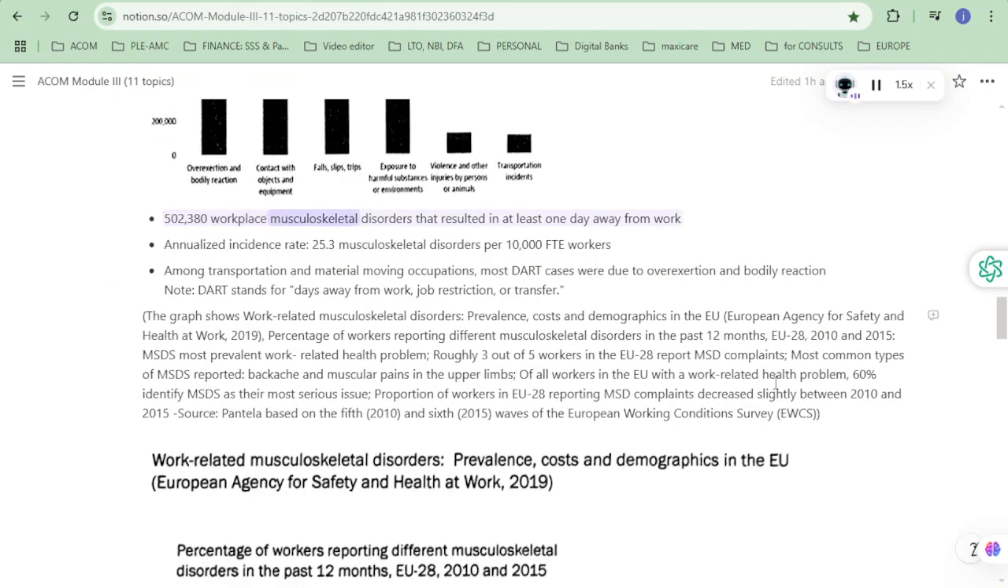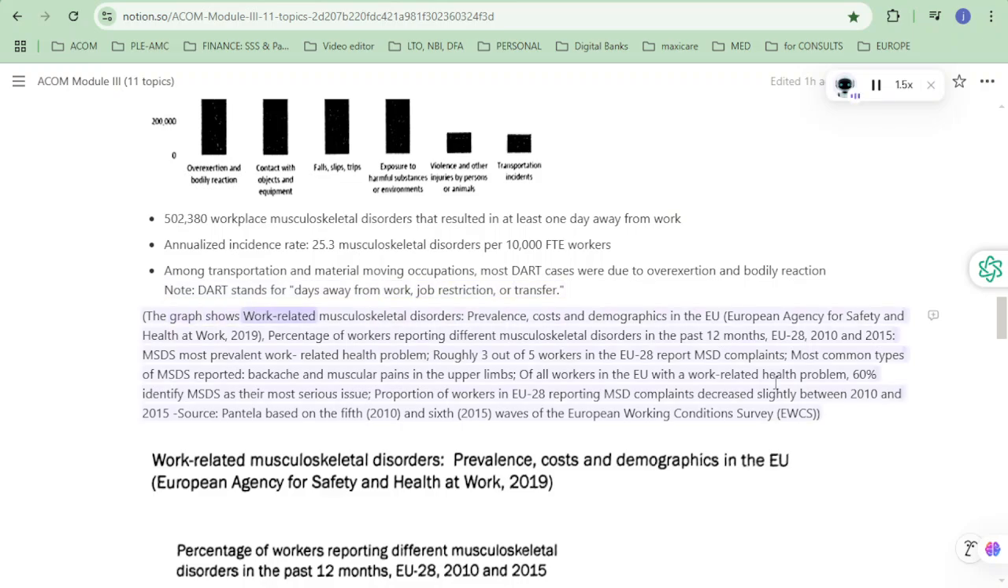502,380 workplace musculoskeletal disorders resulted in at least 1 day away from work. Annualized incidence rate: 25.3 musculoskeletal disorders per 10,000 FTE workers. Among transportation and material moving occupations, most DART cases were due to overexertion and bodily reaction. Note, DART stands for days away from work, job restriction, or transfer.